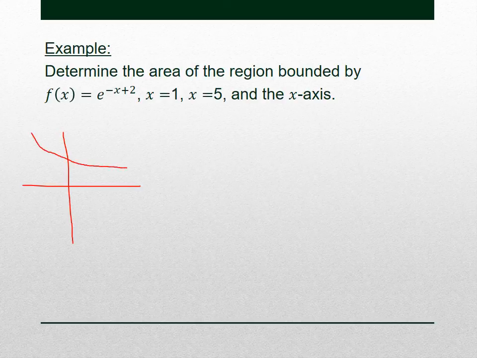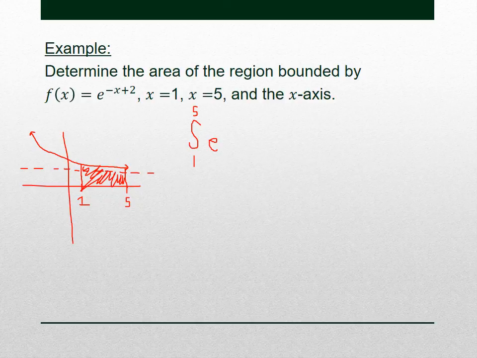And so if we go from 1 to 5, that graph is completely above the x-axis. And so we are asked to determine this area here between the graph and x equals 1 and x equals 5 and the x-axis. So since the graph is completely above the x-axis, we're going to take the definite integral and not make it negative, just leave it as is, starting at 1, ending at 5 of our function, e to the minus x plus 2 dx.